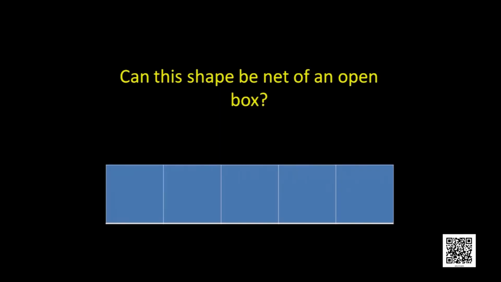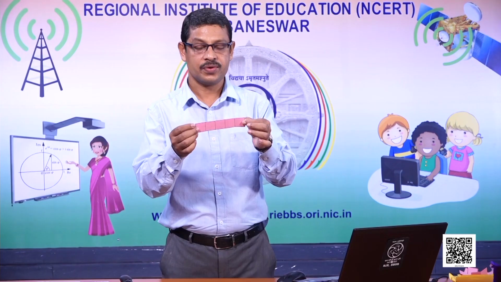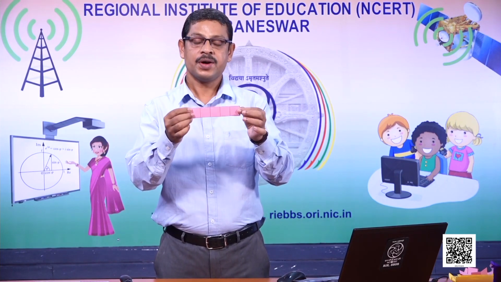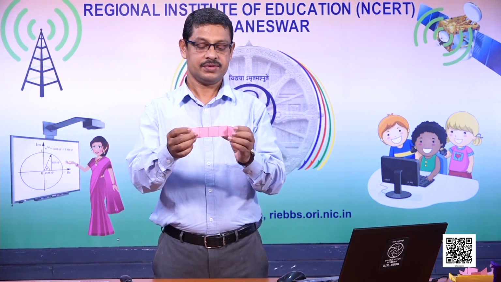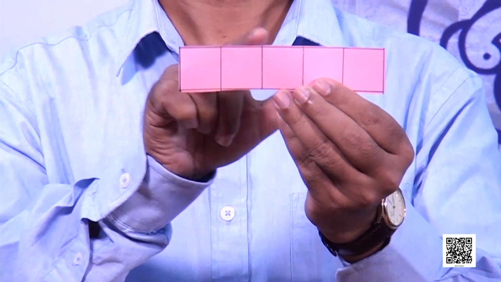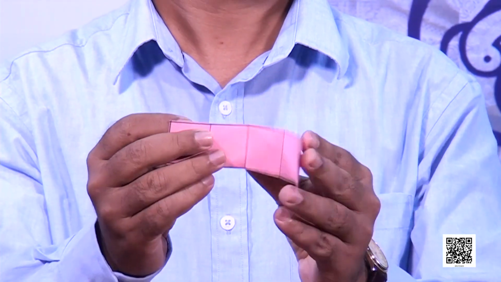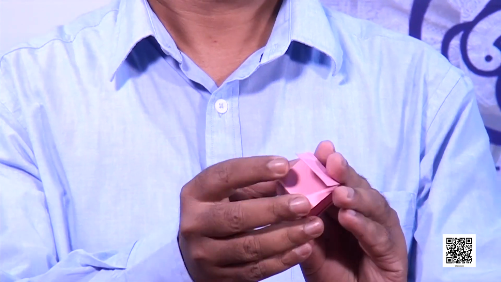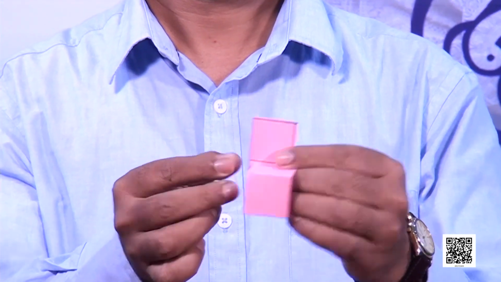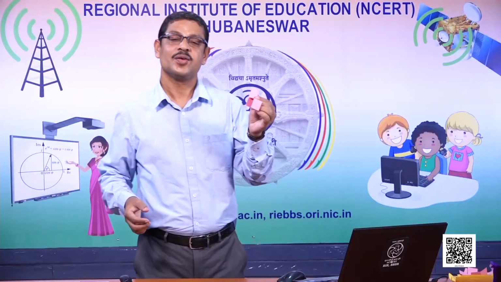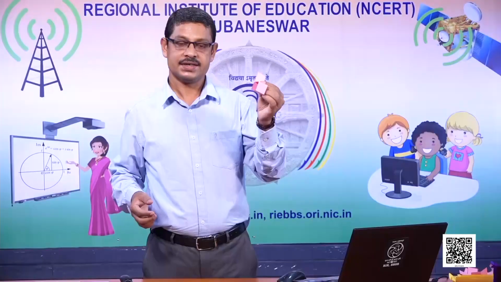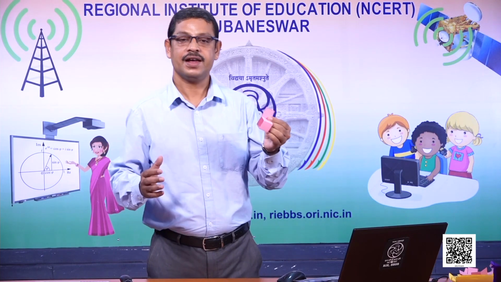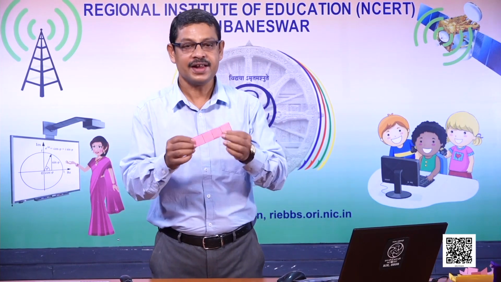Now, I am taking another shape. Here also you can find 5 faces. Whether I am able to fold it into an open box, let us see whether it is happening or not. You see there are 5 faces, 1, 2, 3, 4, 5. I am folding it. See, so I cannot fold it into an open box. Though there are 5 faces, if I fold it, I am not getting an open box.